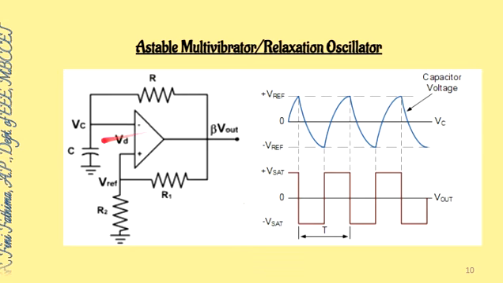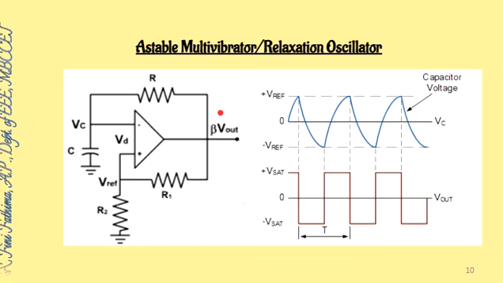minus V sat, which means that when the current flows out of the capacitor, the capacitor discharges. So when the output becomes minus V sat, the capacitor discharges through the resistor R and it will reach the value 0. Then what will happen? Again the same current flow will be there, so the capacitor charges in the negative direction. When the voltage across the capacitor becomes more negative than V reference, then the output will become positive, that is, when the capacitor reaches minus V reference, then the output will switch to plus V sat.